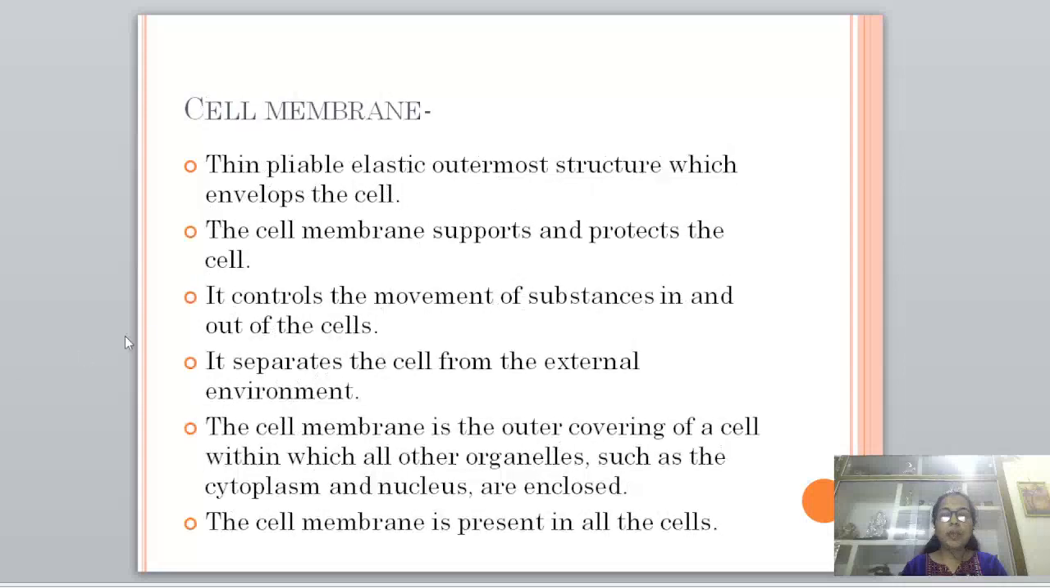Now, second, we have to discuss the cell membrane. It is a thin, pliable, elastic outermost structure which envelops the cell.